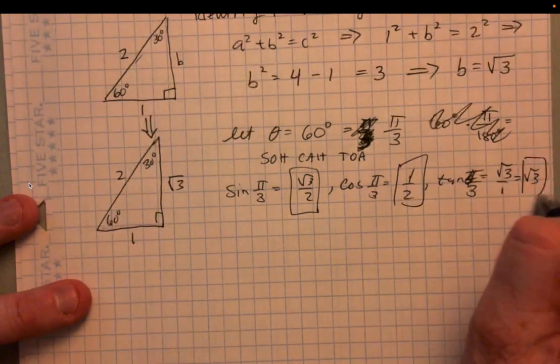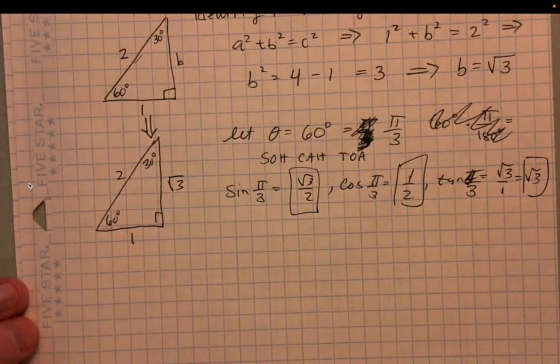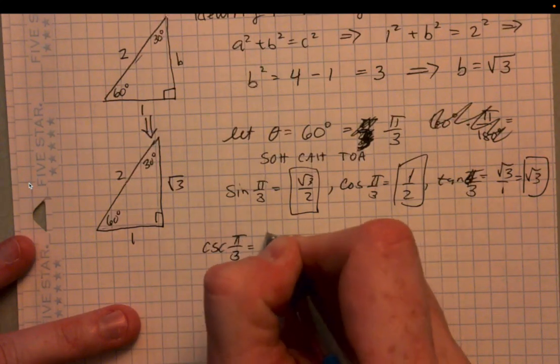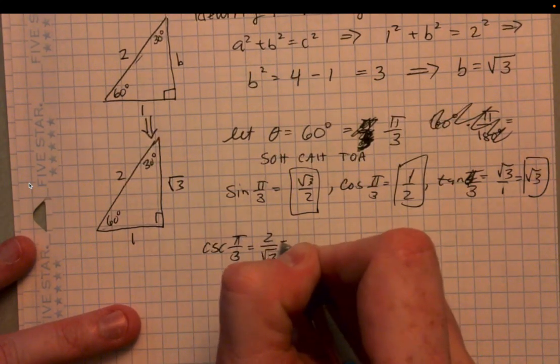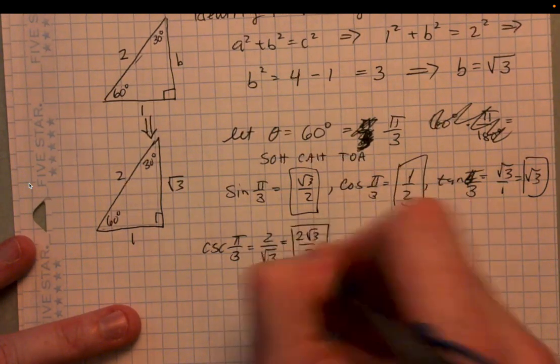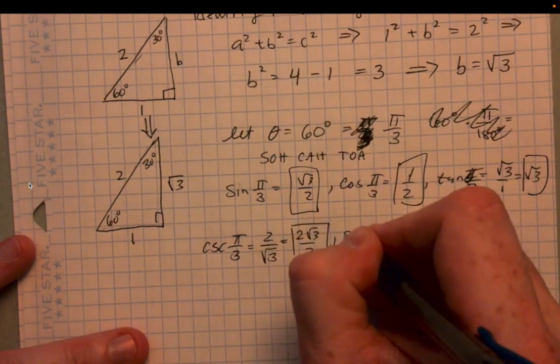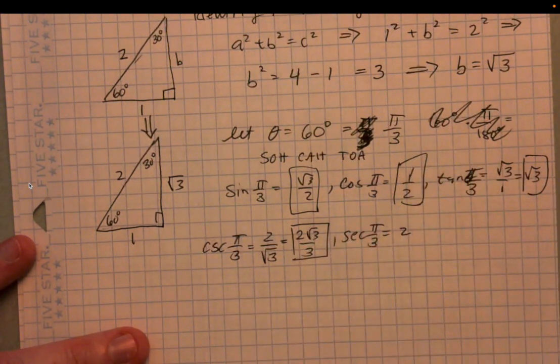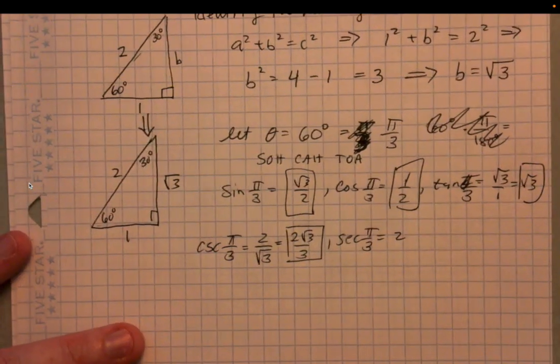So we've got sine, cosine, and tangent, and then the other three are just the reciprocals. The cosecant of pi over 3 must be 2 over the square root of 3, which is equal to 2 square root of 3 over 3 when you rationalize the denominator. And the secant of pi over 3 is equal to 2 over 1, or 2.